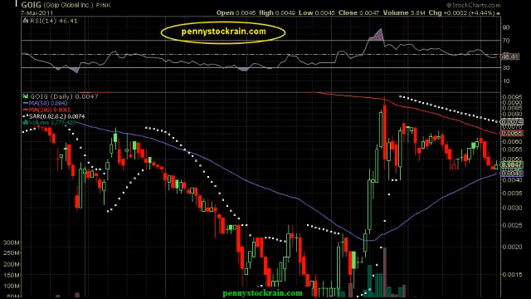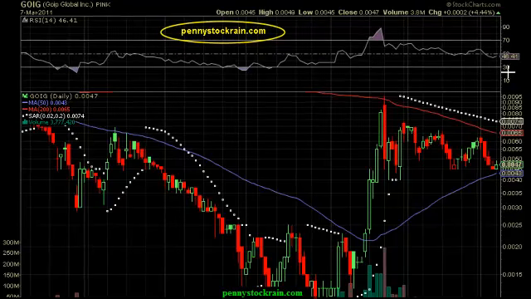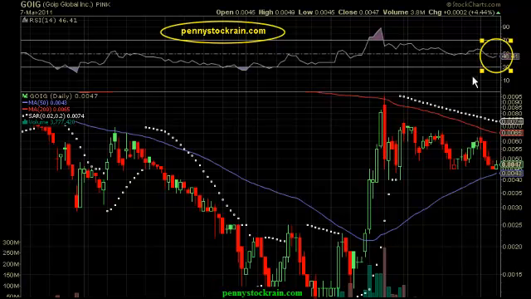A couple things about this chart that I want to note right off the bat. This is kind of oversold in the relative strength index area, and that's why we're seeing a little bit of an uptick right here. We're still above the 50-day, which is this blue line, which is pretty positive. But you also want to look at your parabolic SAR, which is above the candle.